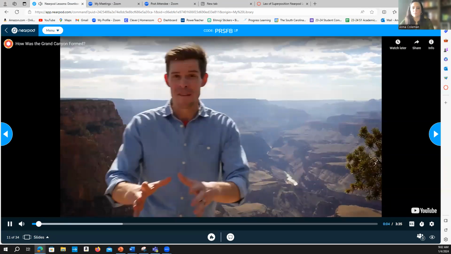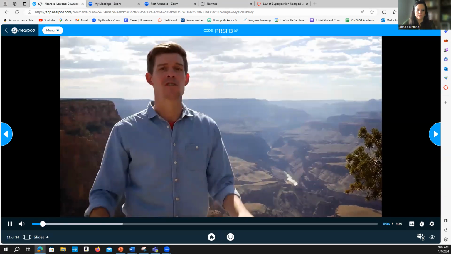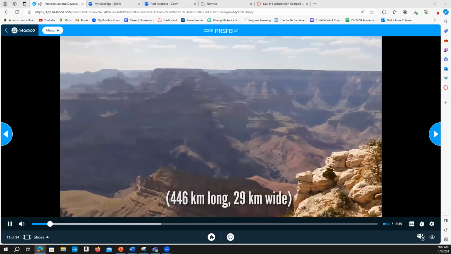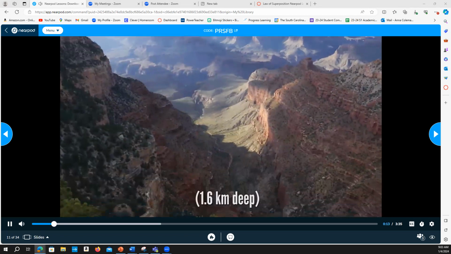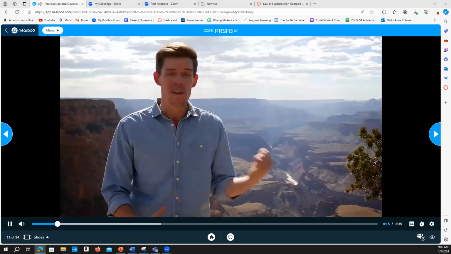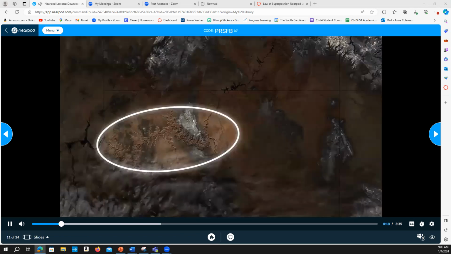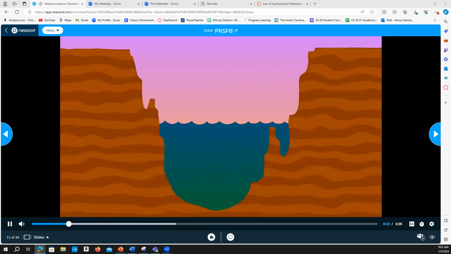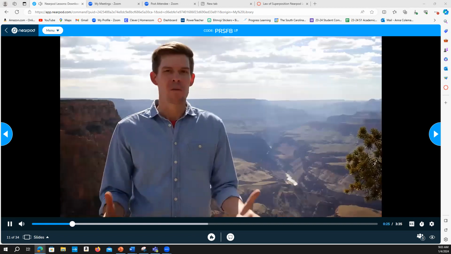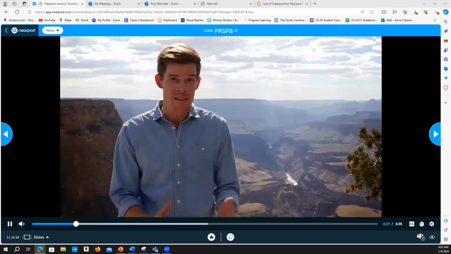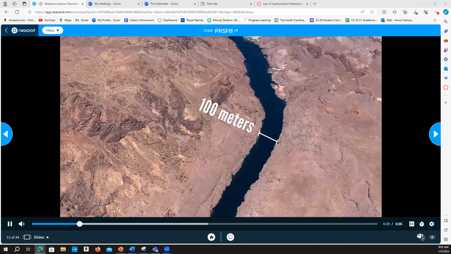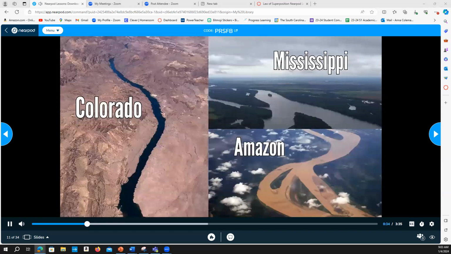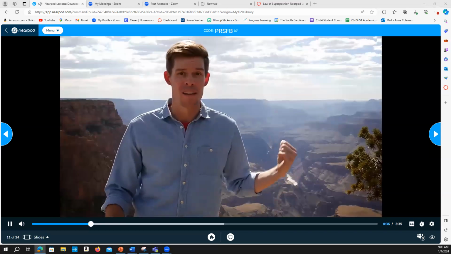Pretty awesome, isn't it? The Grand Canyon is one of the most spectacular natural wonders on Earth. 277 miles long, 18 miles wide at its widest, and more than a mile deep into Earth's crust. And unlike the Great Wall of China, you can actually see it from space. All of the water in all of the world's rivers would only fill it halfway. It almost defies belief. The Colorado River, the river that made this canyon, is only about 100 meters wide. That's not very big as rivers go. The Mississippi, the Amazon are far, far bigger, and they've never made anything like this.